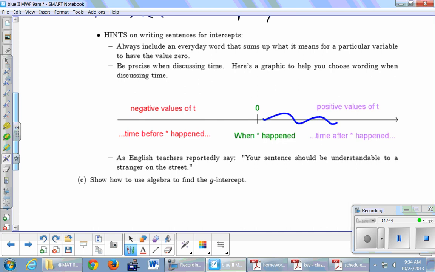And if you are out here in the positive values of t section, then your sentence is going to have something after star happened. In our case, we said 25 minutes after the leak started, something happened. If we had negative values of t in the problem, then we would say, oh, must have been before the leak started. And if you are right at 0, then you are at the moment when the leak started. Okay? So before, when, after. Those are 3 words that you should be using. You should be using one of those 3 words in your sentences. Before, when, or after.